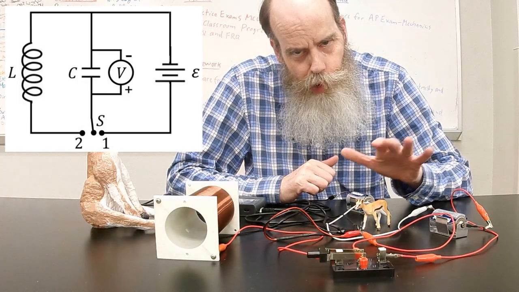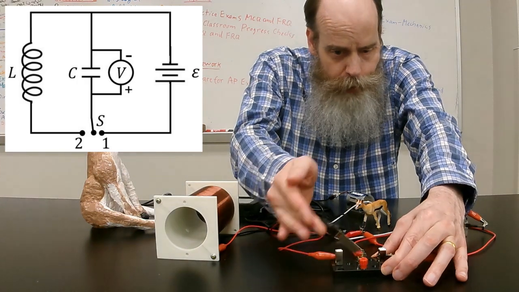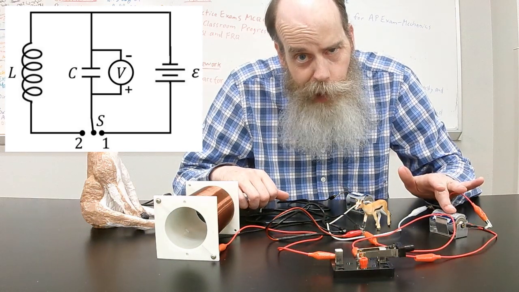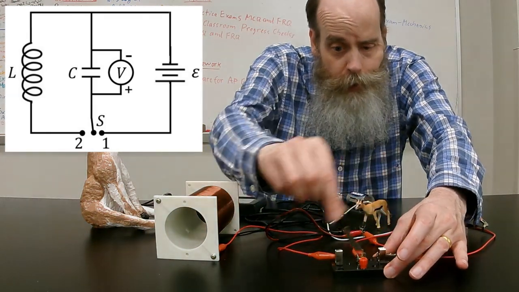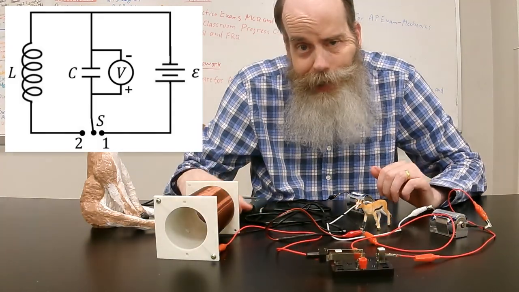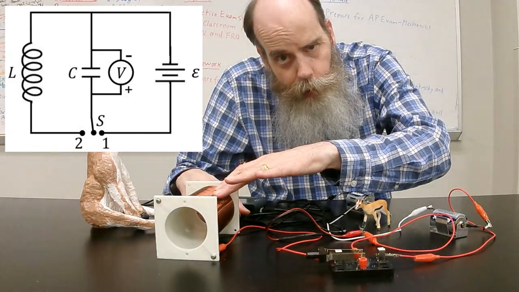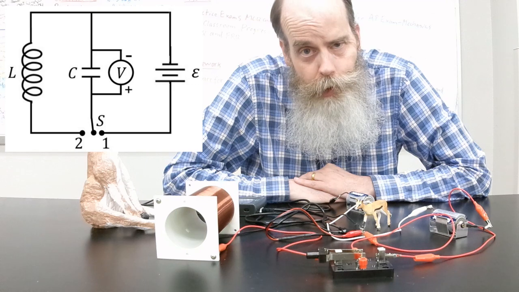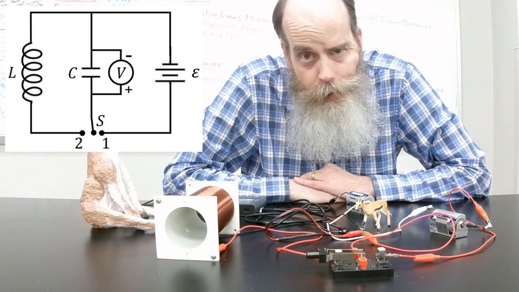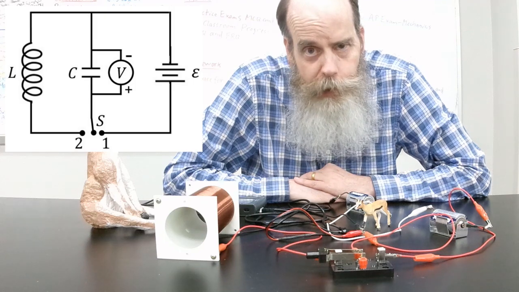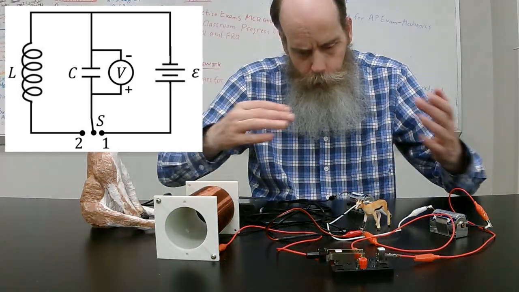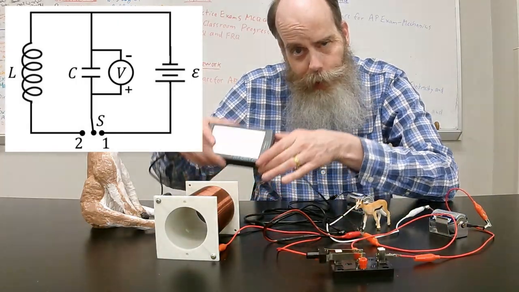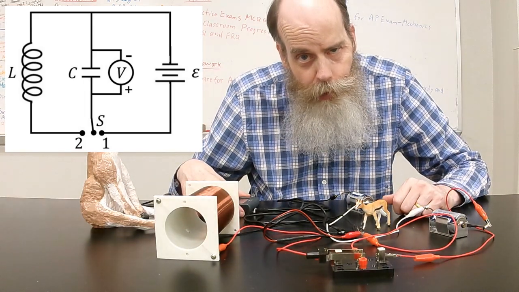Now, our switch has two positions. If I move the switch here to the right, I connect the capacitor to the batteries. And if I move the switch to the left, I connect the capacitor to the solenoid. In this experiment, we want to measure the potential difference across the capacitor as a function of time when the switch is in those two positions. To do that, we have connected a voltage probe across the capacitor. The probe is connected to a LabQuest, which is connected to the computer.